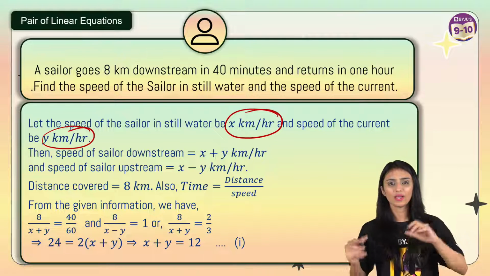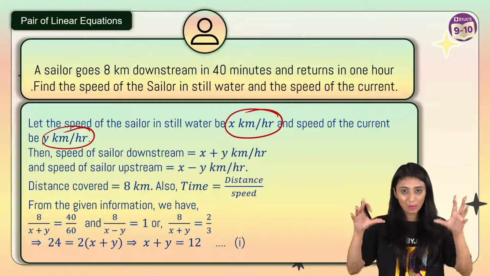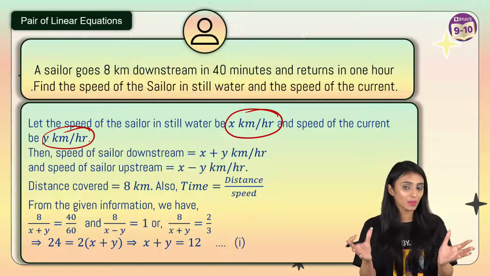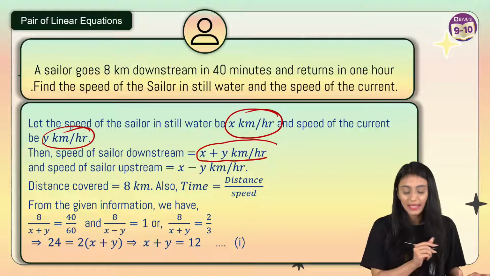I hope you all are aware, whenever we go downstream, it is with the flow. Suppose you are sitting in a boat and you're going with the flow, so definitely the speed of the boat will increase because you're going with the flow of the water. So in that case, downstream speed is x plus y kilometer per hour.